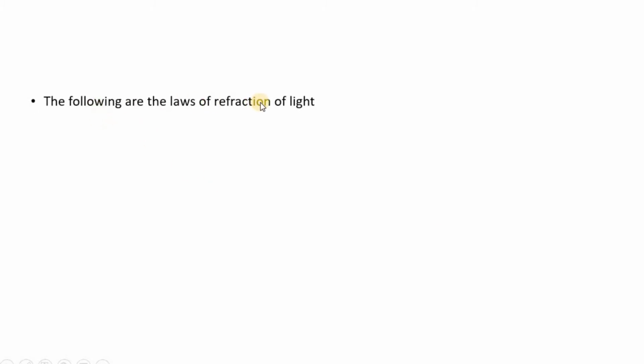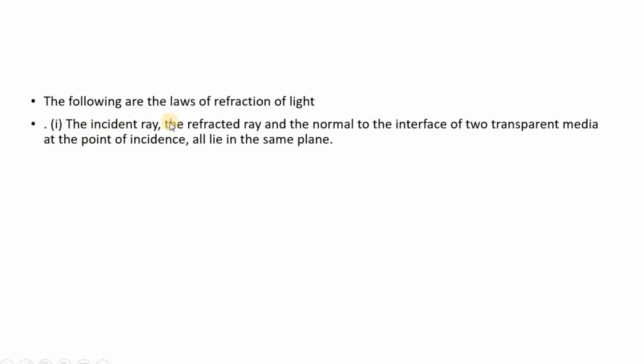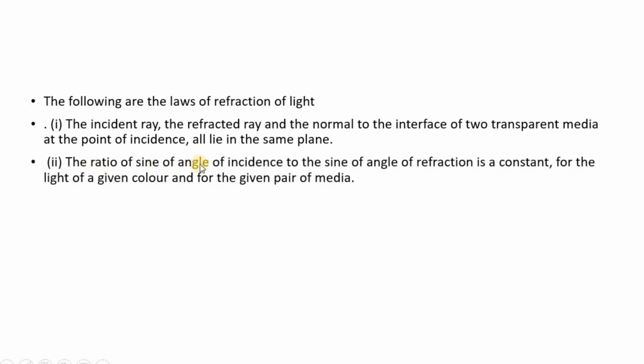The following are the laws of refraction of light. Suppose the incident ray, the refracted ray, and the normal to the interface of two transparent media at the point of incidence all lie in the same plane. The ratio of sine of angle of incidence to the sine of angle of refraction is a constant for the light of a given color and for the given pair of media. This law is also known as Snell's law of refraction.